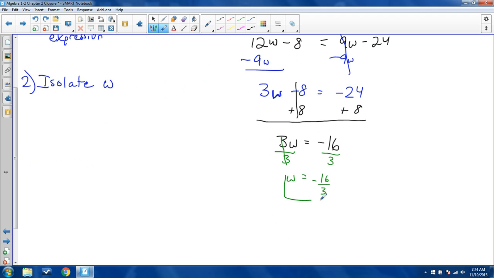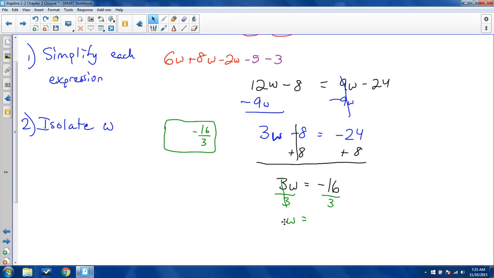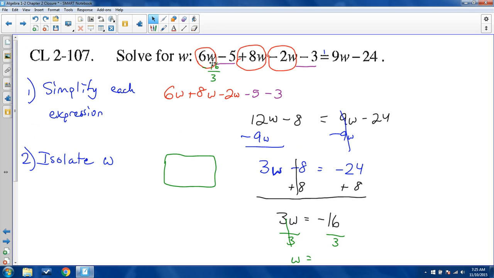This is a correct answer. There is nothing wrong with this answer. You are allowed to have fraction answers. W equals negative 16 over 3. You could plug in negative 16 thirds into your equation. I wouldn't recommend going about it that way. It doesn't really work like that. But if I go ahead and substitute it in the original equation, here, here, here, and here, I will get something where the left and right side are equal to each other, which is kind of sweet. All right, but that's your answer for W.